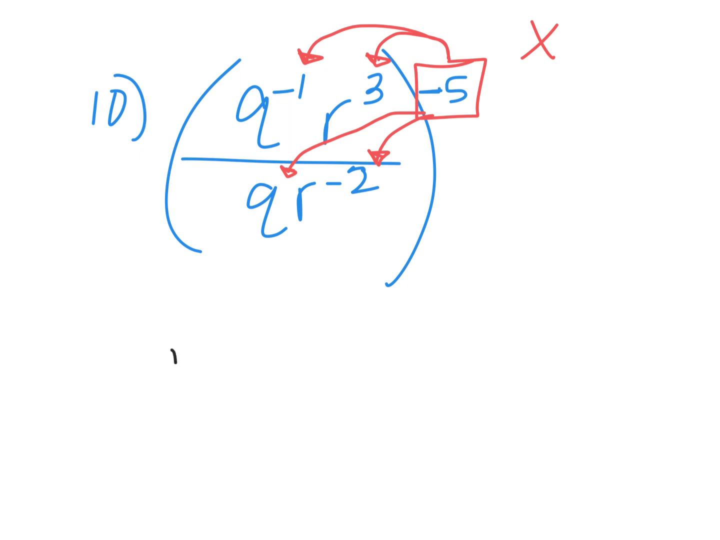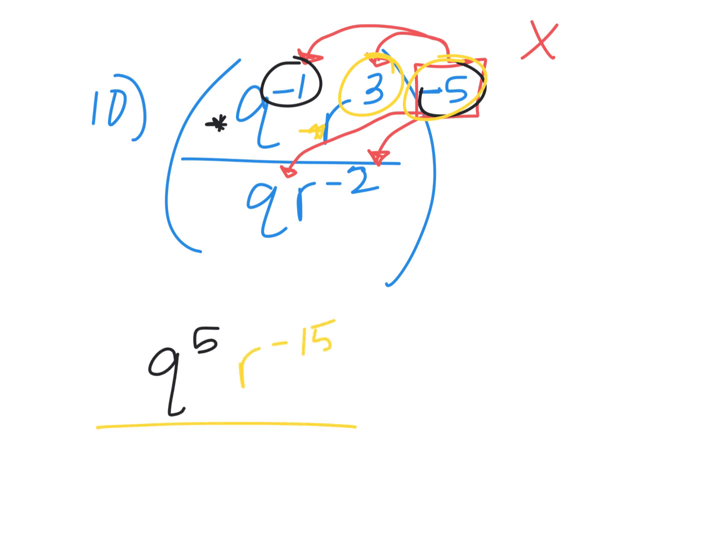So I have my q to the -1st. So I'm first going to start here. Q to the -1st times, so -1 times -5 is 5. And then I have my r. I'm going to do 3 times -5, which is going to be -15. Then I go back down to my q, and that's a power of 1 times -5. So then I have q to the -5. And then we have r to the -2 times -5 would be 10.